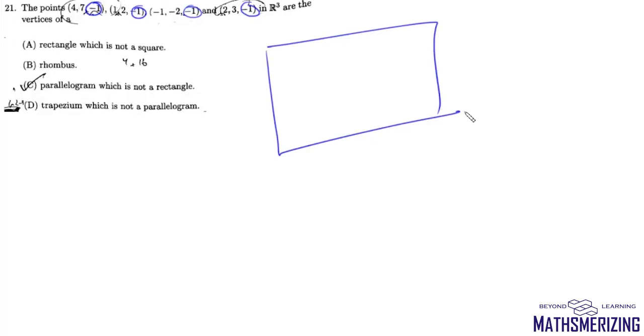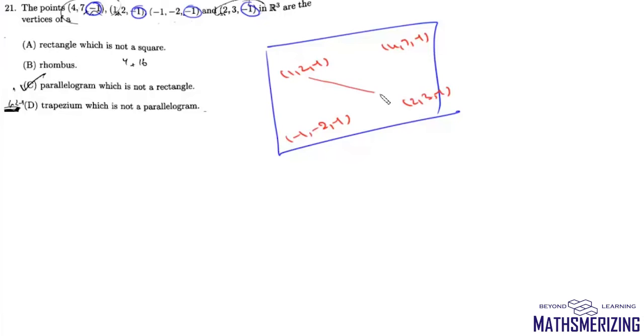Now question number 21 is, the points (4, 7, -1), (1, 2, -1), (-1, -2, -1), and (2, 3, -1) in R3 are vertices of what? Now the best thing in this question is all these Z coordinates are -1. So all of them lie on this plane Z equals -1. So we'll draw this plane and then we'll write these points: (1, 2, -1), and then (4, 7, -1), (-1, -2, -1), and then (2, 3, -1).